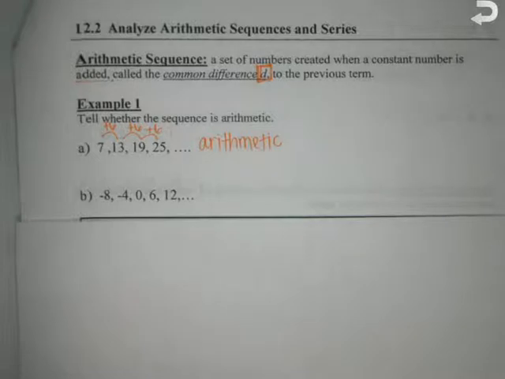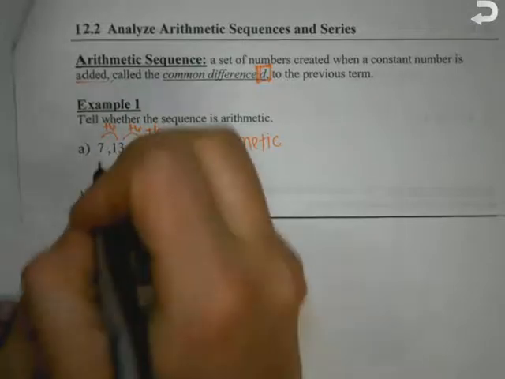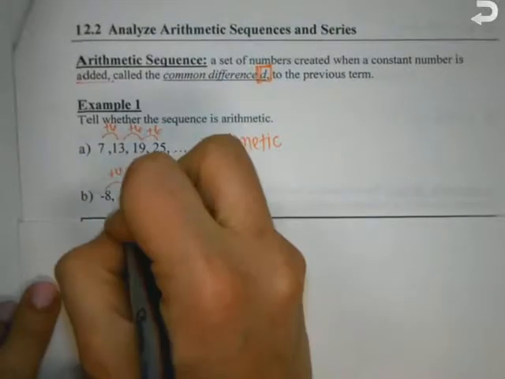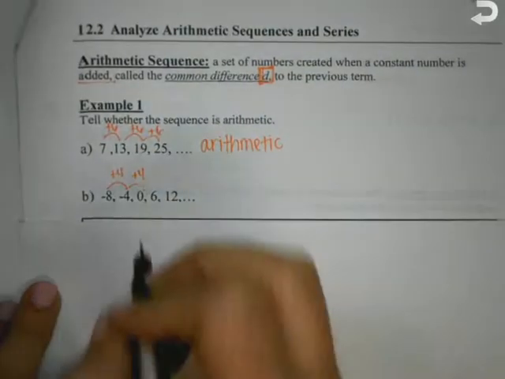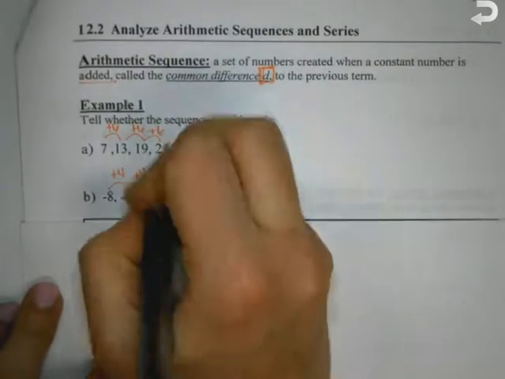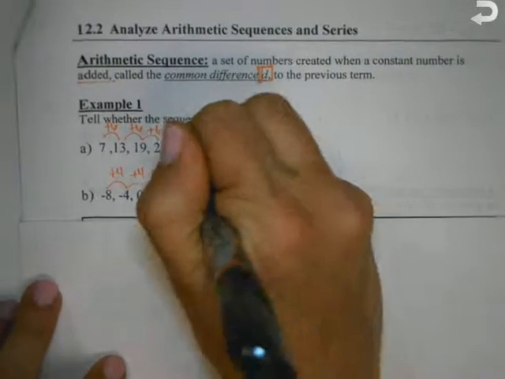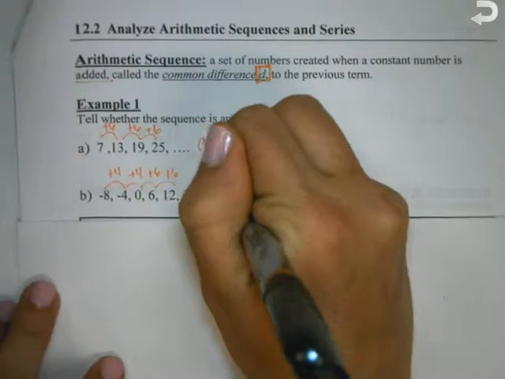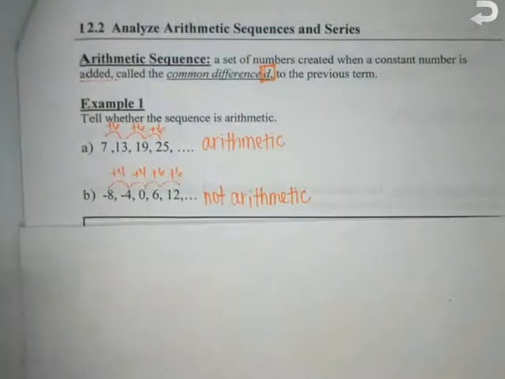What are we adding between -8 and -4? Positive 4. What about 4 to 0? Plus 4. So far, so good. What about 0 to 6? That's plus 6. Okay, and 6 to 12? Plus 6. So is B arithmetic? No, not arithmetic. Okay, so arithmetic means I'm adding the same number each time.